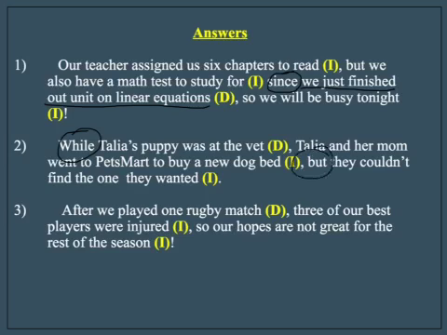And finally, after we played one rugby match, 3 of our best players were injured, so our hopes were not great for the rest of the season. In this case, you've got your dependent clause starting with the conjunction after, and 2 independent clauses connected with the word so. At this point, we've finished our study of compound complex sentences.